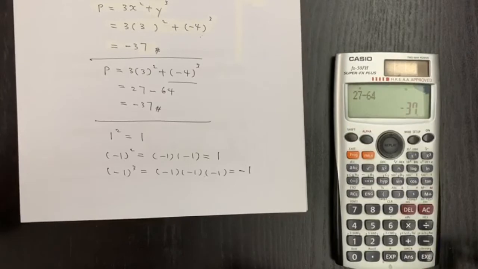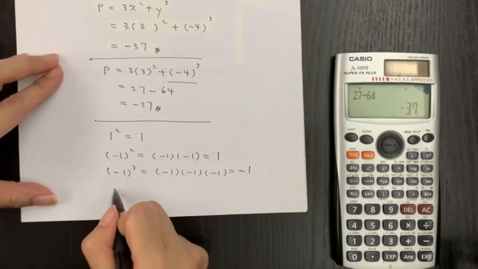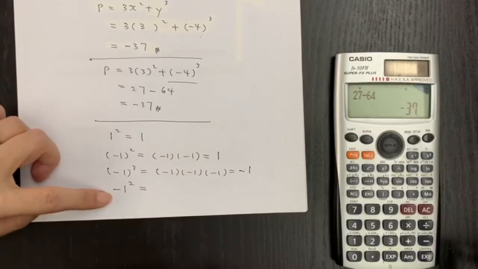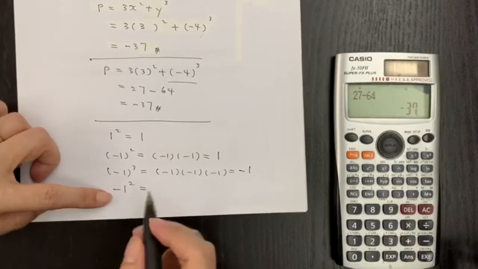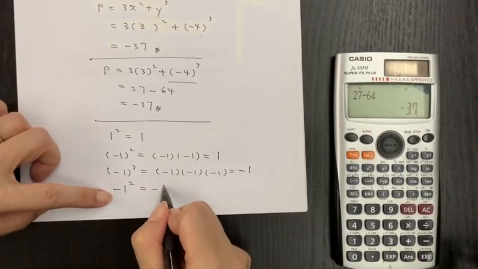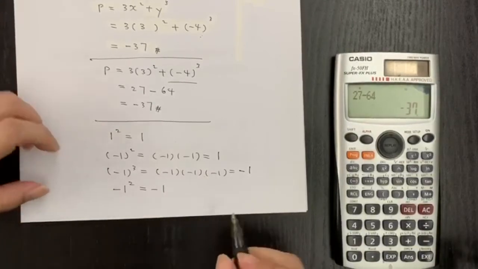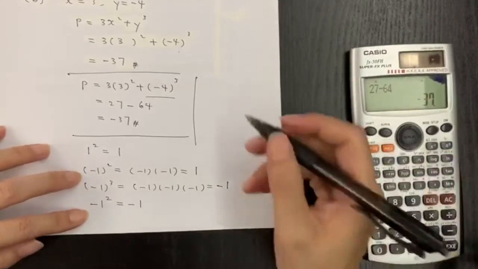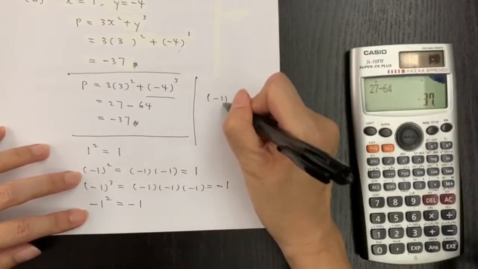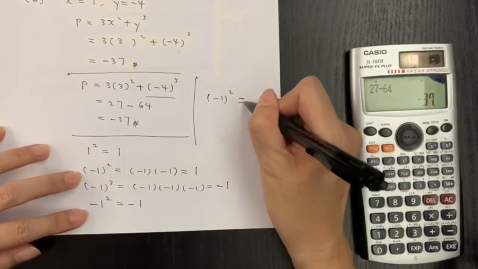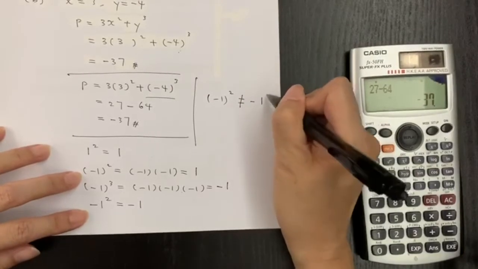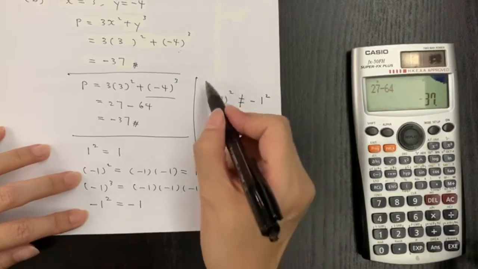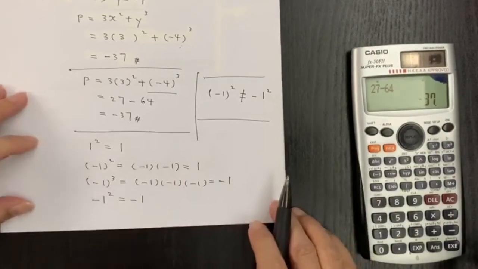Okay, so therefore, how about minus 1 all squared? Alright, this time without bracket, which is minus 1. So you can see the one with bracket and no bracket actually totally not the same. So we can say that minus 1 all squared is not the same as minus 1 squared, because you can see the bracket is very, very important.